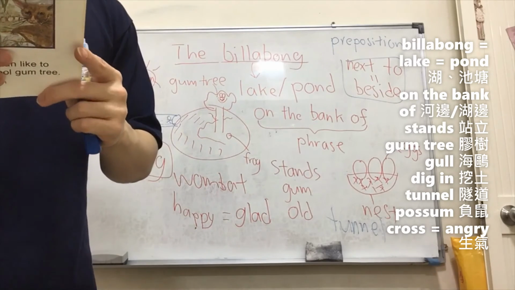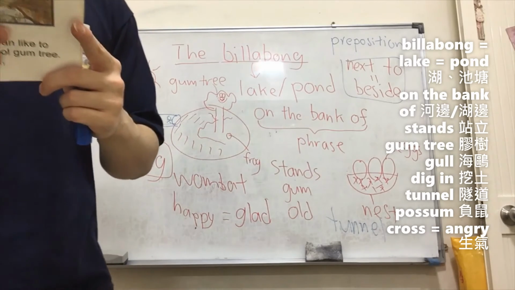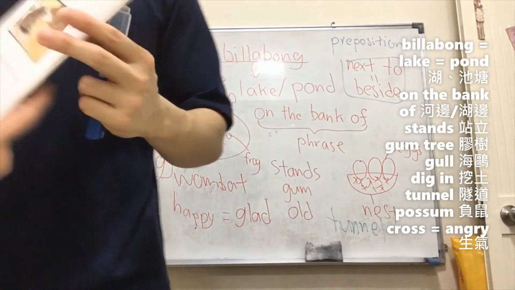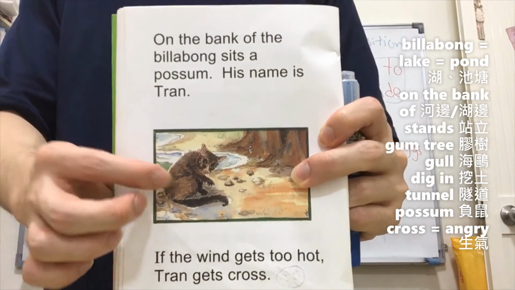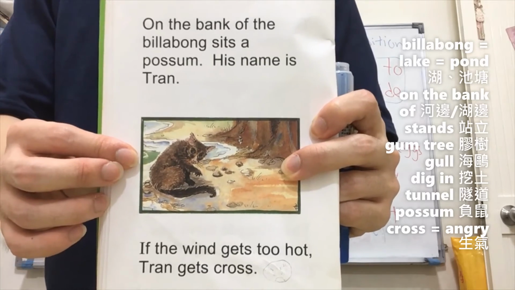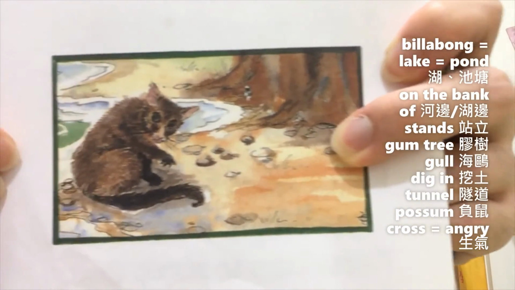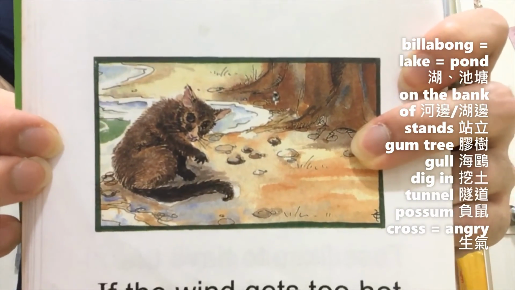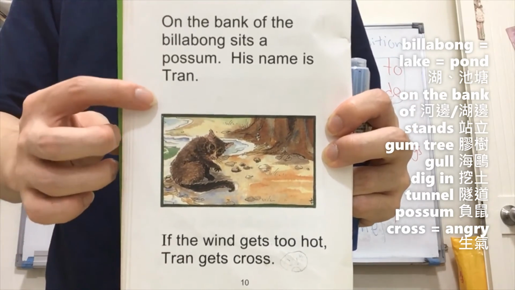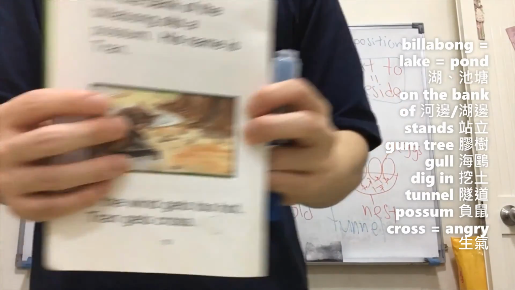On the bank of the Billabong sits a possum. His name is Tran. If the wind gets too hot, Tran gets cross. Alright, so we have another new member here. This animal is called a possum. So the name of the animal is Tran. If it gets too hot, Tran gets cross.